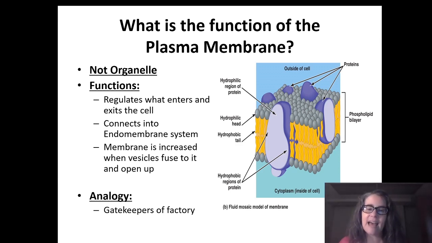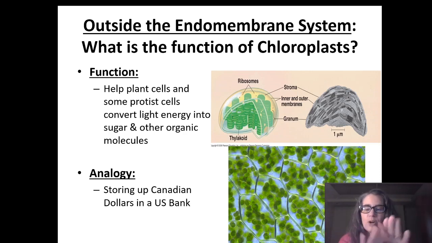Remember, to belong to that, you need to either touch or have vesicle interactions, right, with that particular membrane. There are some outsiders, so some organelles and structures that are outside of this membrane system. They don't directly touch the endomembrane set of folded membranes, or by vesicle transport, they don't interact in the same way. One of those is the chloroplast. The chloroplast, its job is to capture sunlight energy and build a simple sugar.